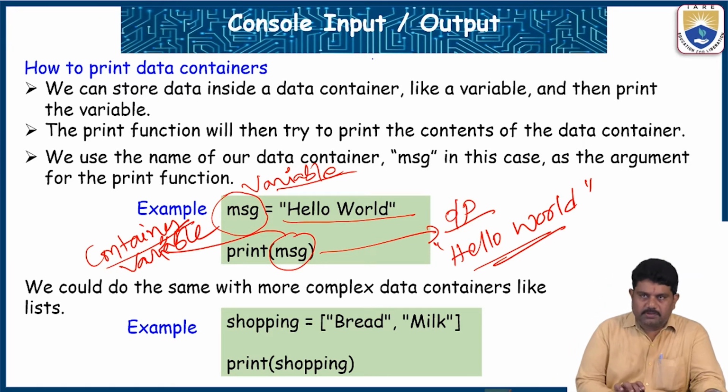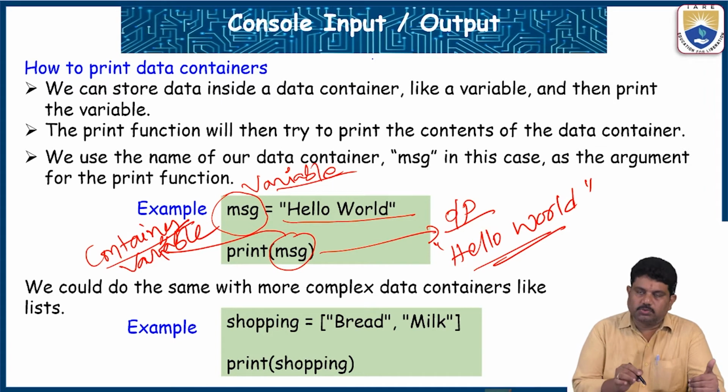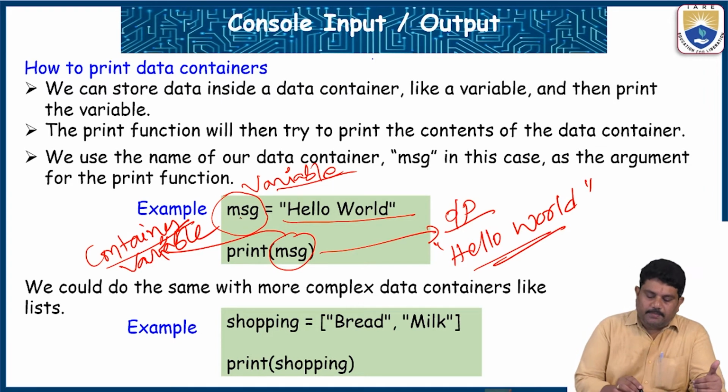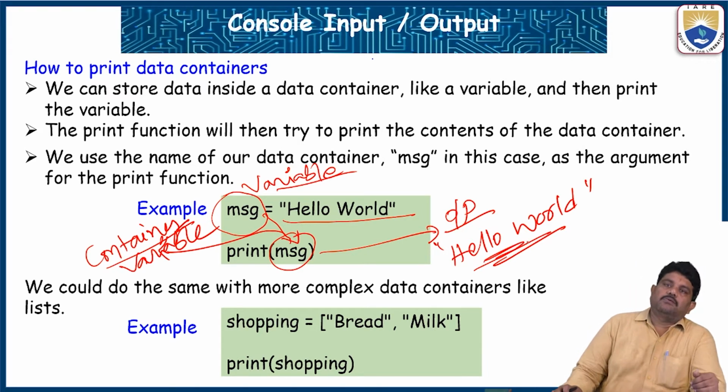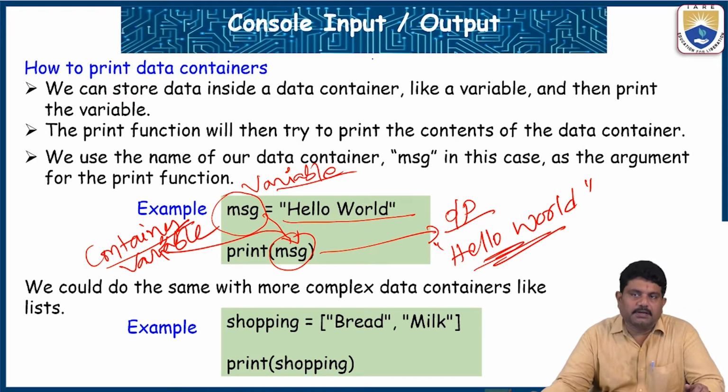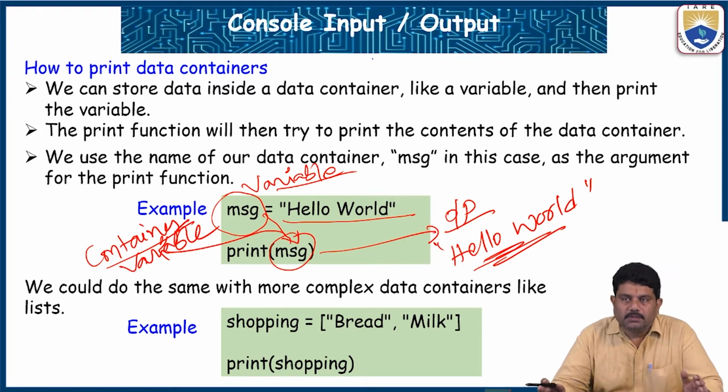So I declared MSG and I assigned the hello world string or sentence to MSG, and I am passing that MSG as a parameter or argument to the print function. Now that print function prints the hello world statement. This is how you can use the print function for printing containers also.